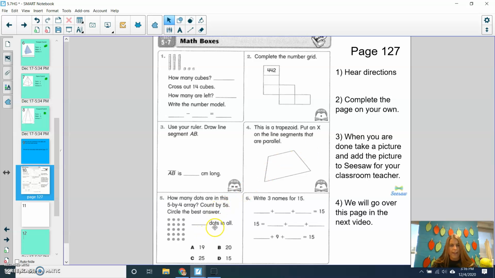For question 5, how many dots are in this 5 by 4 array? Count by fives and then circle the best answer. And for our last question, number 6, there might be a few different answers that you could have for this one, so write 3 names for 15. Try to think of 2 different ways to do that. And then for the last one, come up with another way to equal 15, but one of your numbers has to be 9.